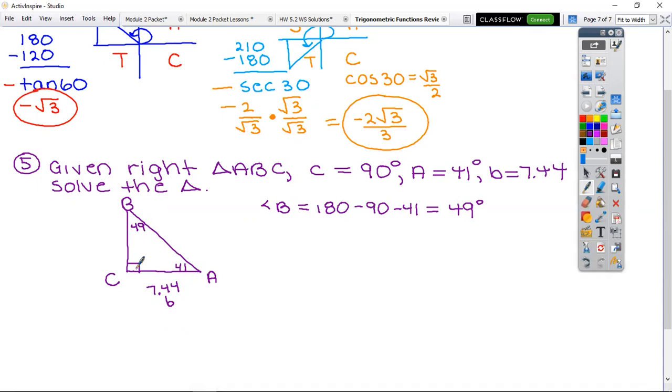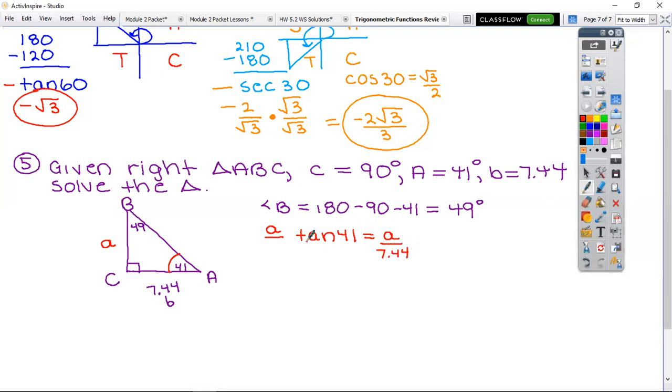So say I want to find little a. If I would like to find little a, I know that I have a 41-degree angle. That represents my opposite side, and that represents my adjacent side. So to find little a, what I can do here is write a tangent function. And I would go tangent of 41 degrees is equal to little a over my side length of 7.44.